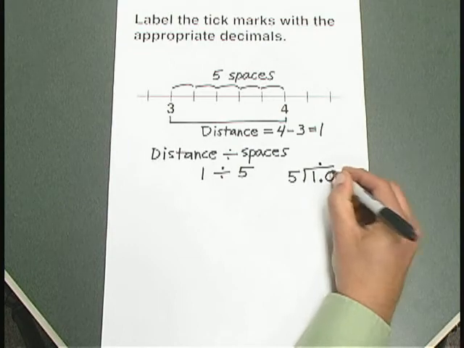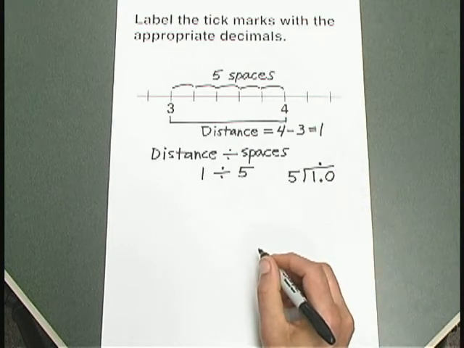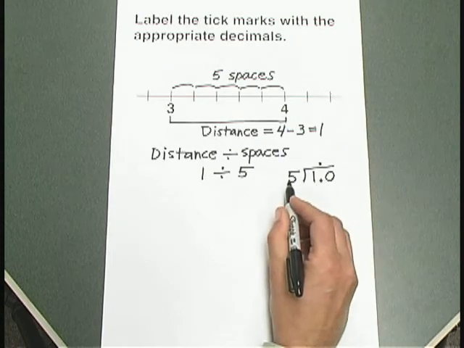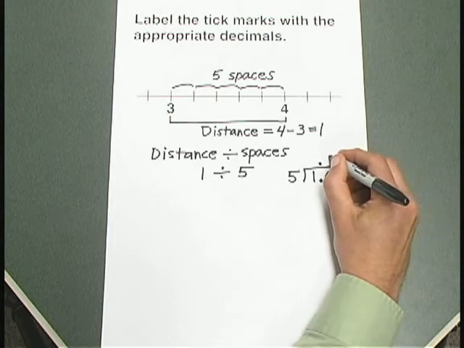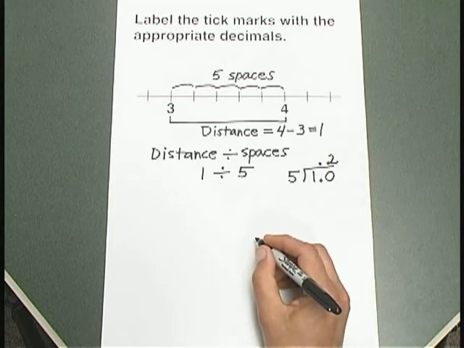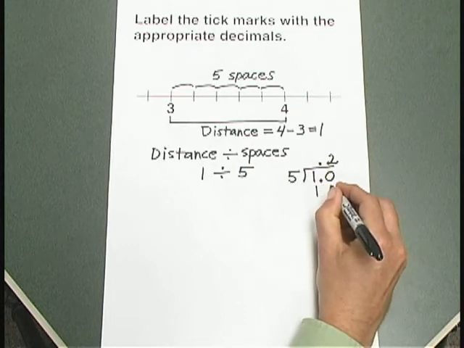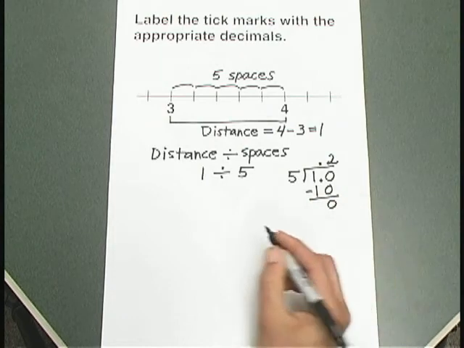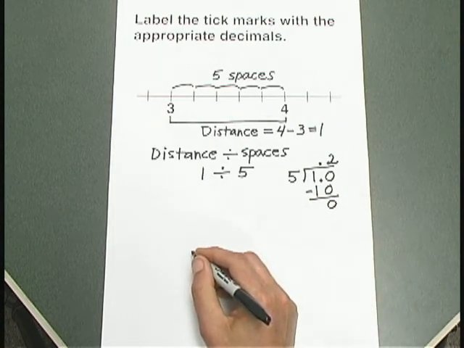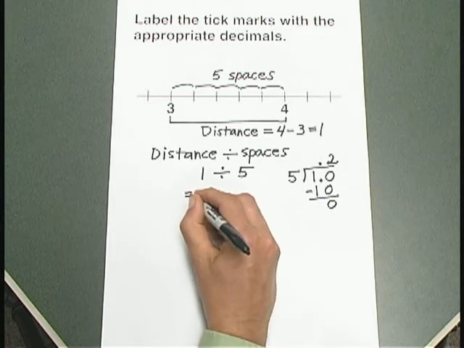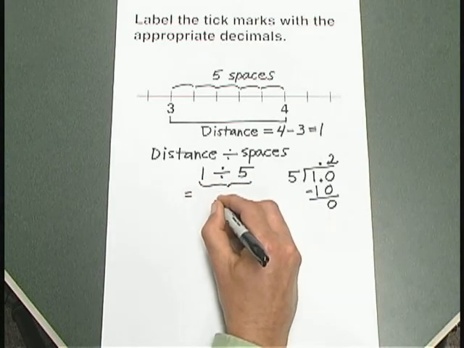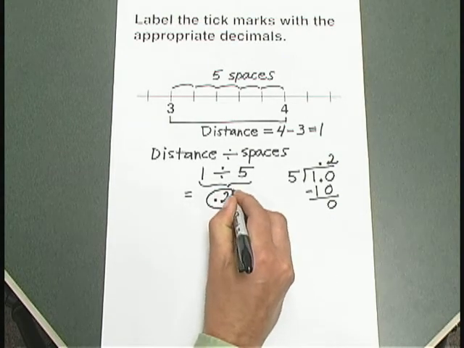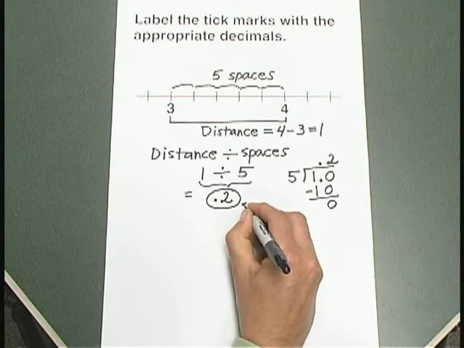Next, I can write a 0 to the right of the decimal point. And I can think of 5 going into 10 here. 5 goes into 10 2 times. So I write a 2 up above. 2 times 5 is 10. I subtract. 10 minus 10 is 0. And there we've done our decimal long division. 1 divided by 5 is equal to 0.2. 0.2 is the size of each space here.